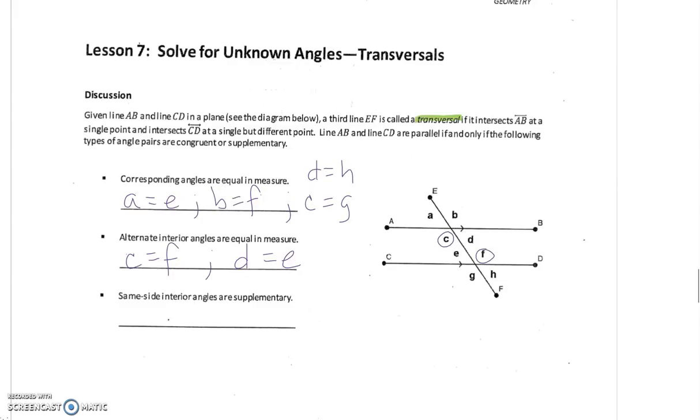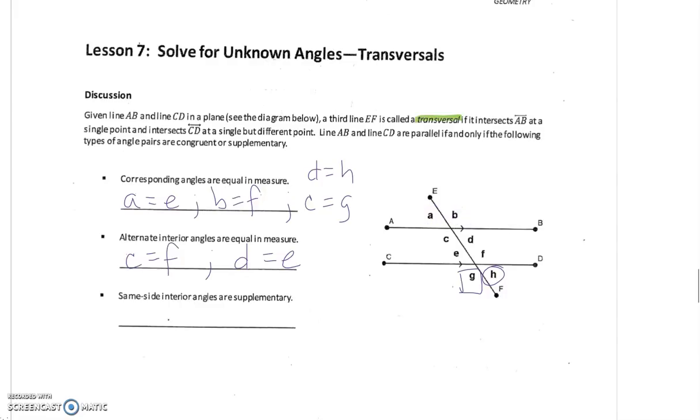Now you could also do the same thing with exterior angles. Alternate exterior angles would be angles that are on alternate sides of the transversal, but they're on the outside of the parallel lines. So an alternate exterior set would be like A and H. That's an alternate set. Or B and G. That's an alternate set. And they, again, are equal in measure. Alternates are equal in measure.